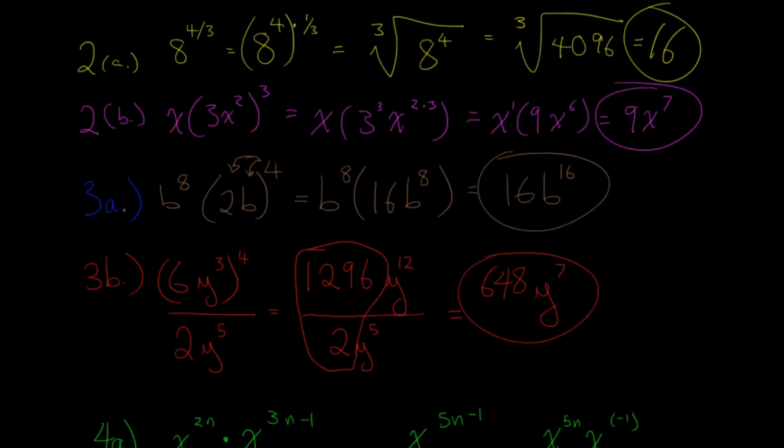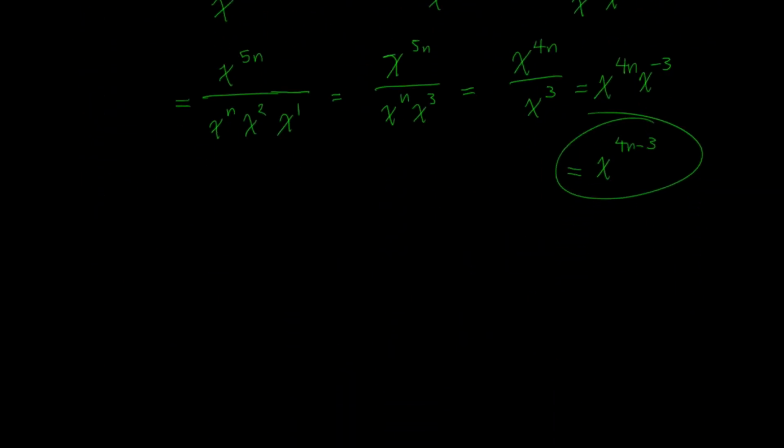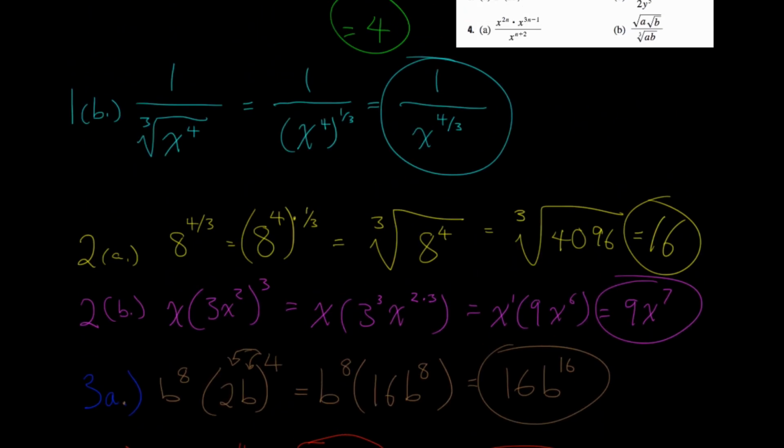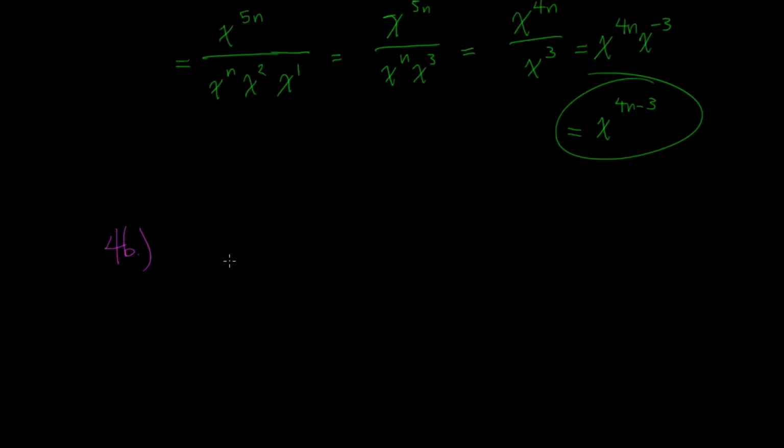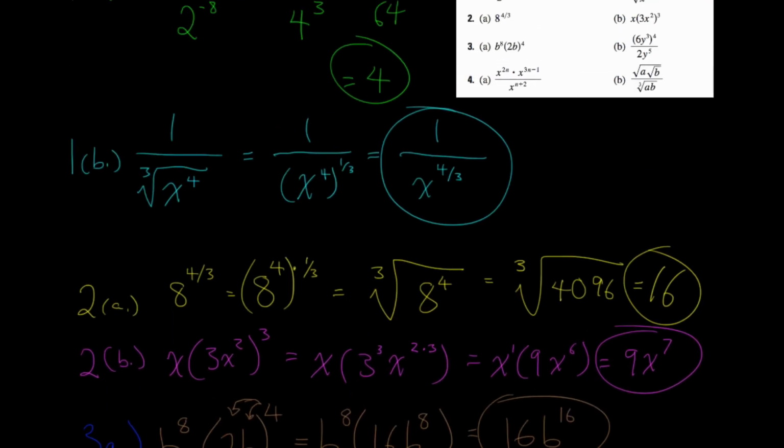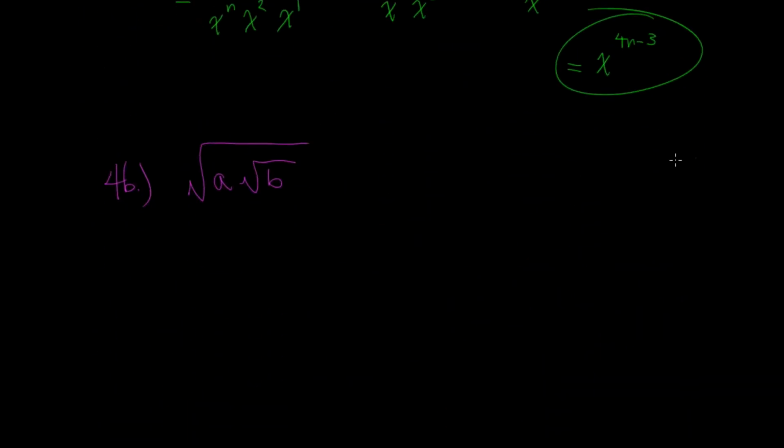B. Oh my, square roots. Okay, this is 4b. So 4b says square root of a times square root of b over cube root of ab. I'm sorry if this video is too long. Just doing the problems. Okay.